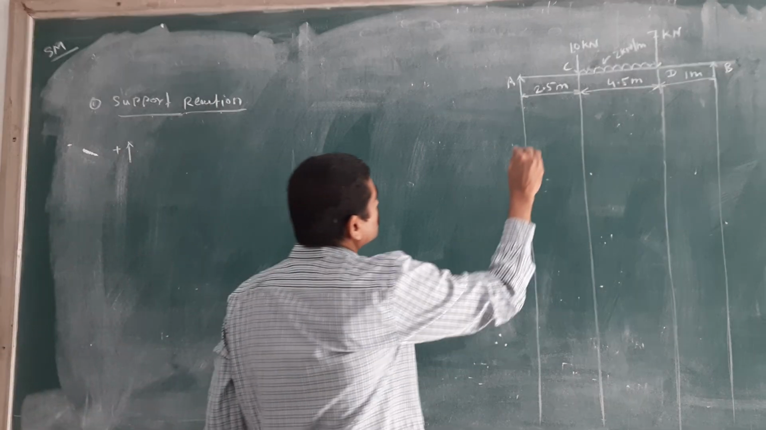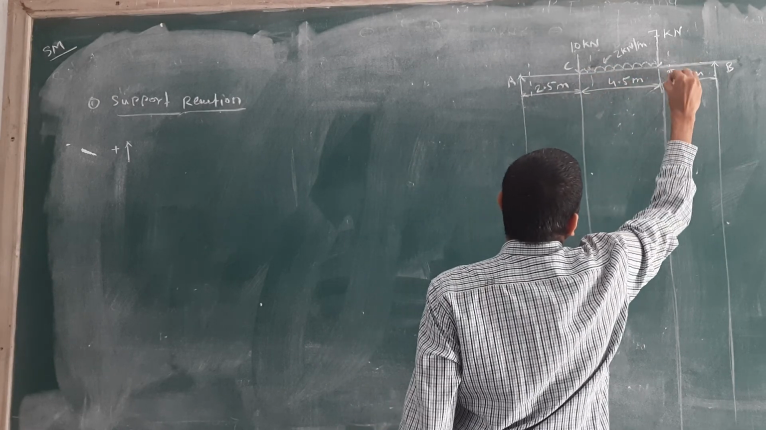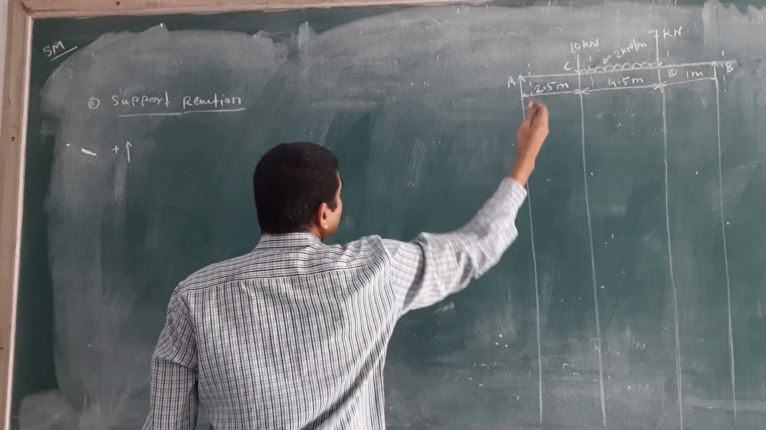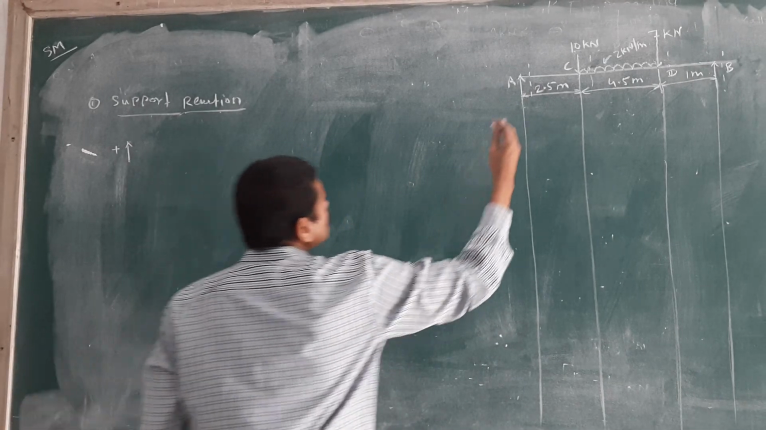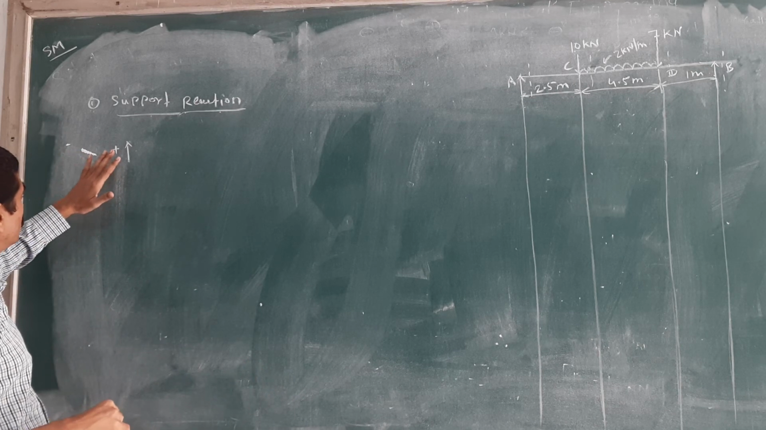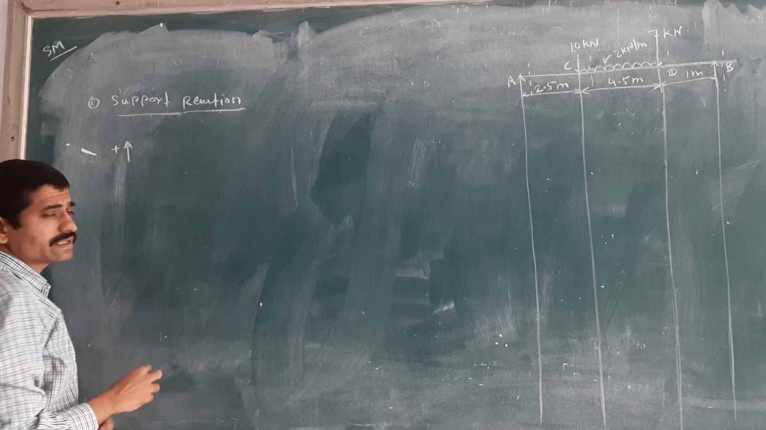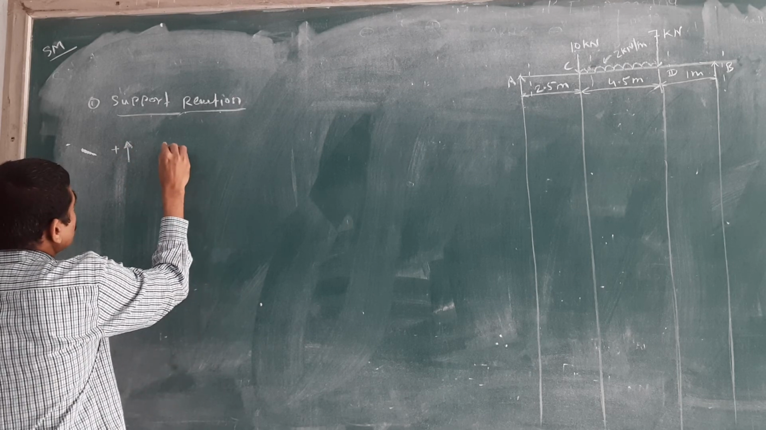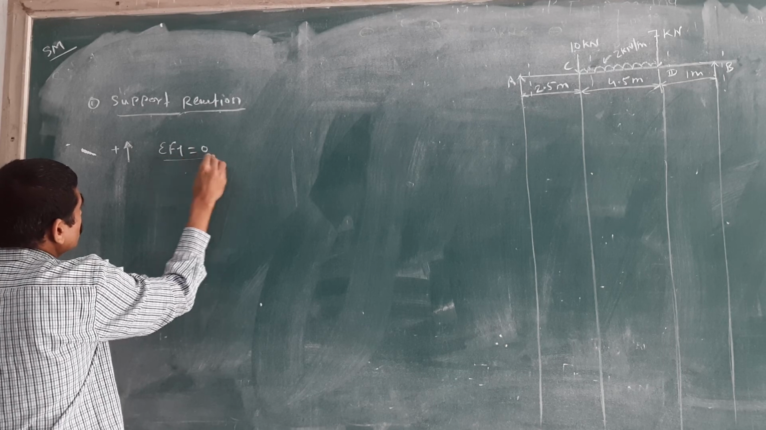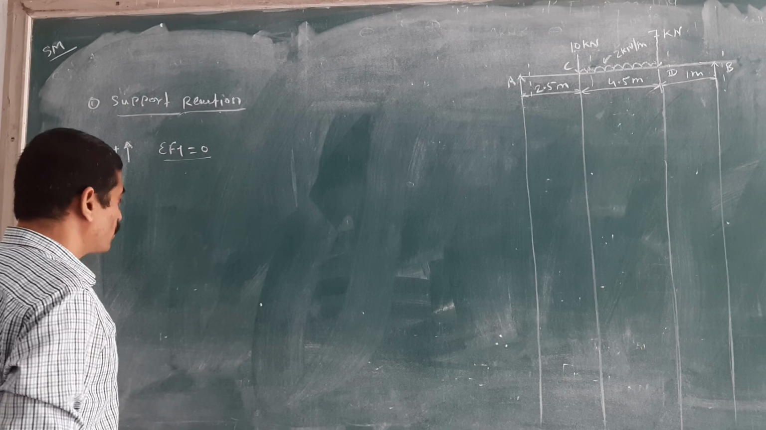You can take the section here, after the load. You can consider this side also, but we will consider after the load. I will consider the upward direction as positive. Then summation of Fy is equal to 0, all vertical forces equal to 0.